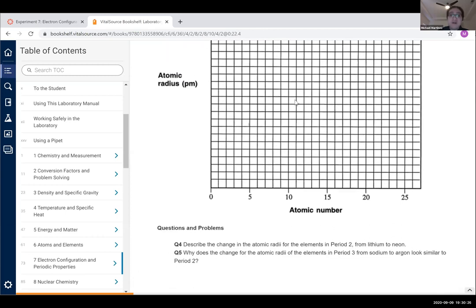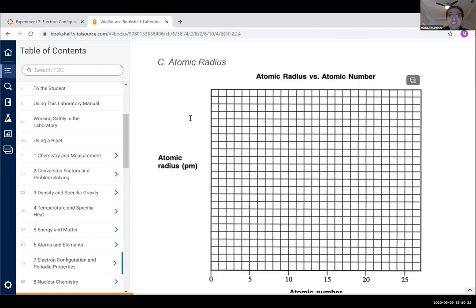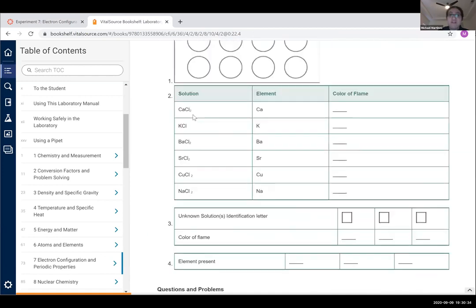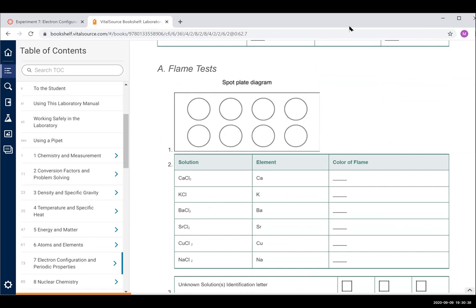So part C is relatively straightforward. Once you've answered all the questions and you've filled in the data tables for parts A, B, and C, that's all you'd need for today's laboratory.